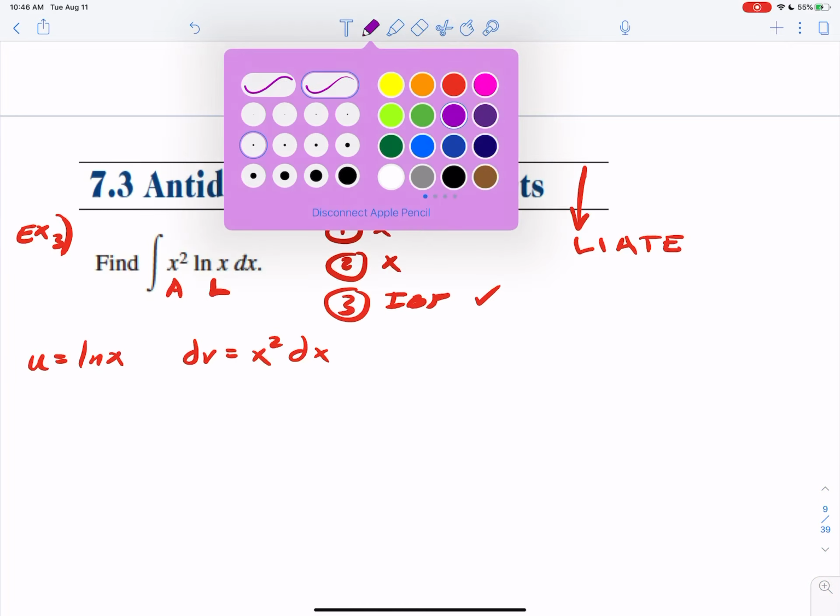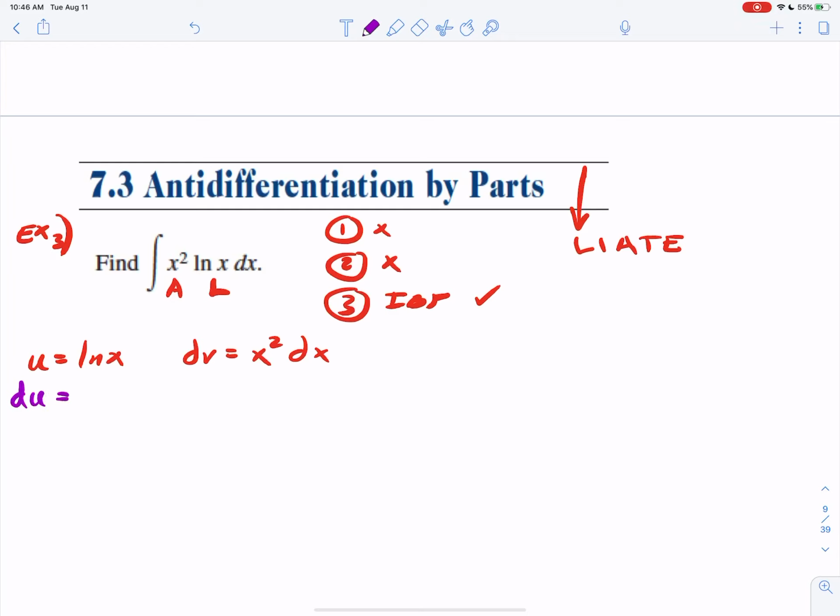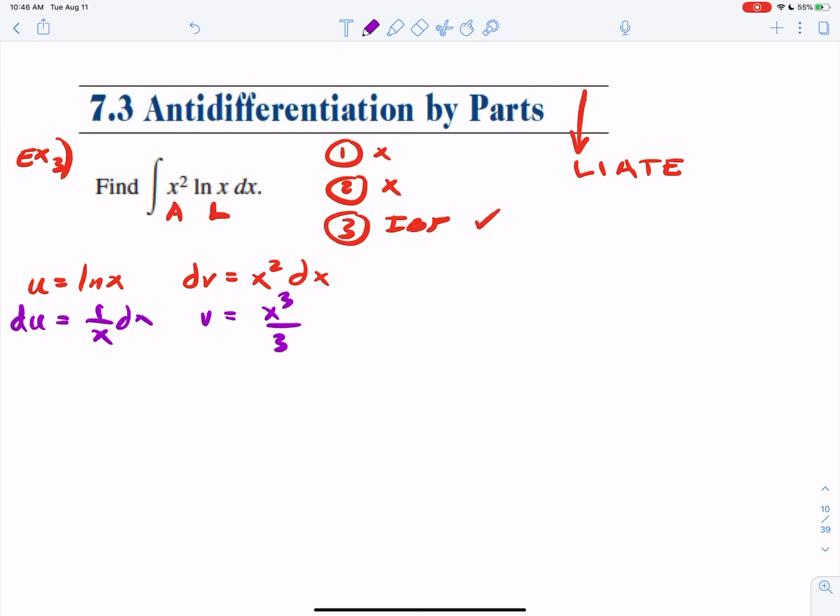Okay? All right, so if I know u, then du is just going to be the derivative, which is 1 over x dx. If dv is x squared dx, then the integral is just x cubed over 3 plus the c, but we won't write that, okay? Okay, so integration by parts is ultraviolet voodoo. So uv minus the integral of v du. Okay, so let's pause and check here.